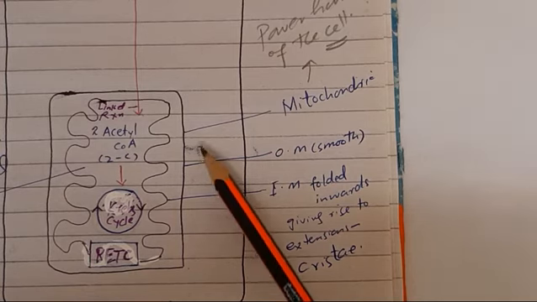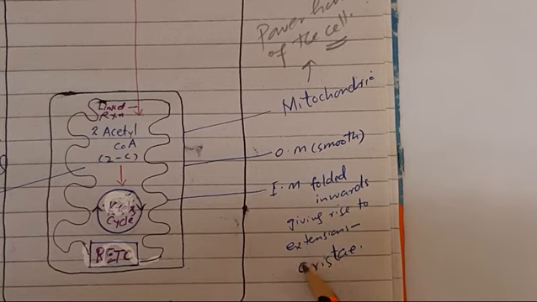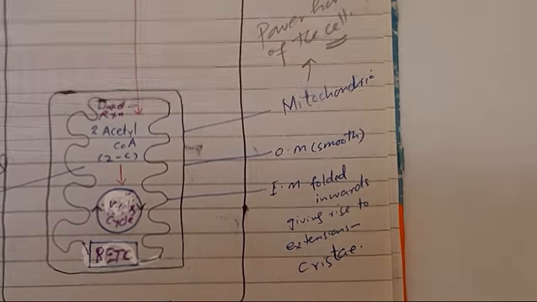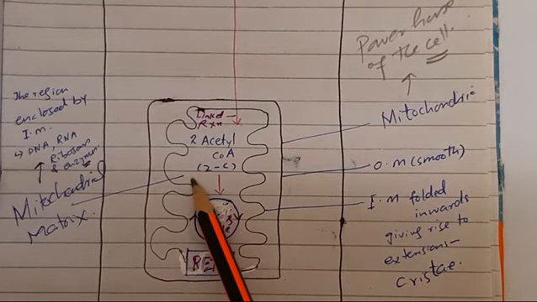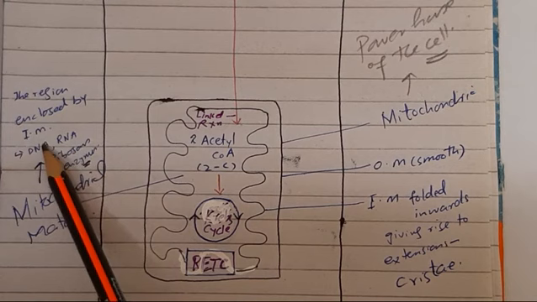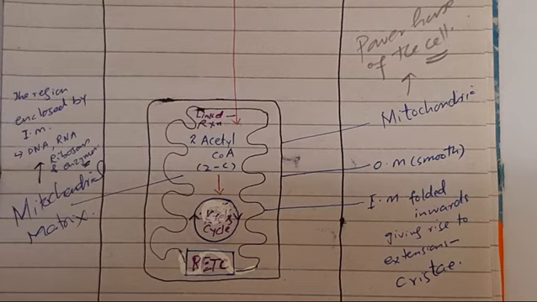This is actually mitochondria. This is its outer membrane, which is smooth. This is the inner membrane, which is folded inwards, giving rise to extensions, outgrowths called cristae. And this is the mitochondrial matrix. What is the mitochondrial matrix? The region enclosed by the inner mitochondrial membrane is called the mitochondrial matrix. It contains DNA, RNA, ribosomes, and enzymes. So this is a general sketch of the aerobic or cellular respiration.